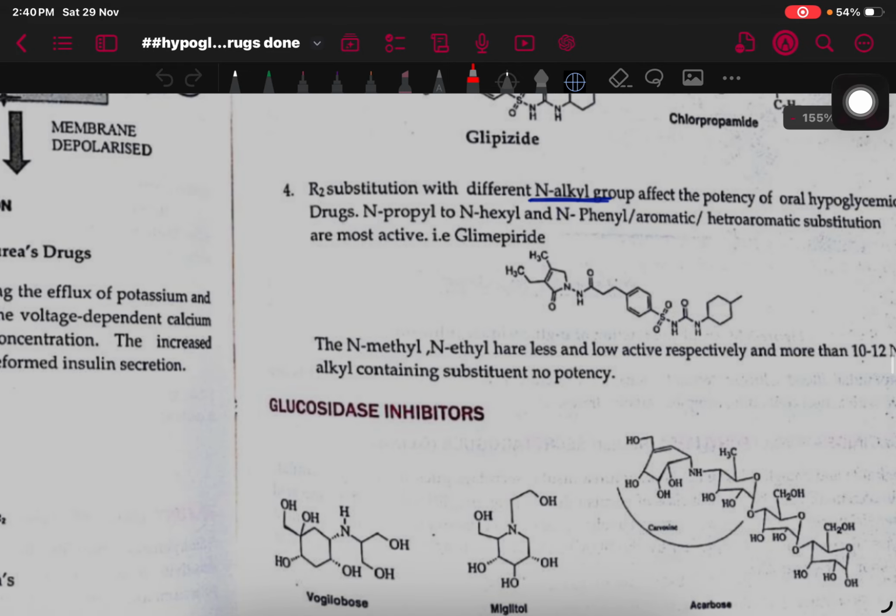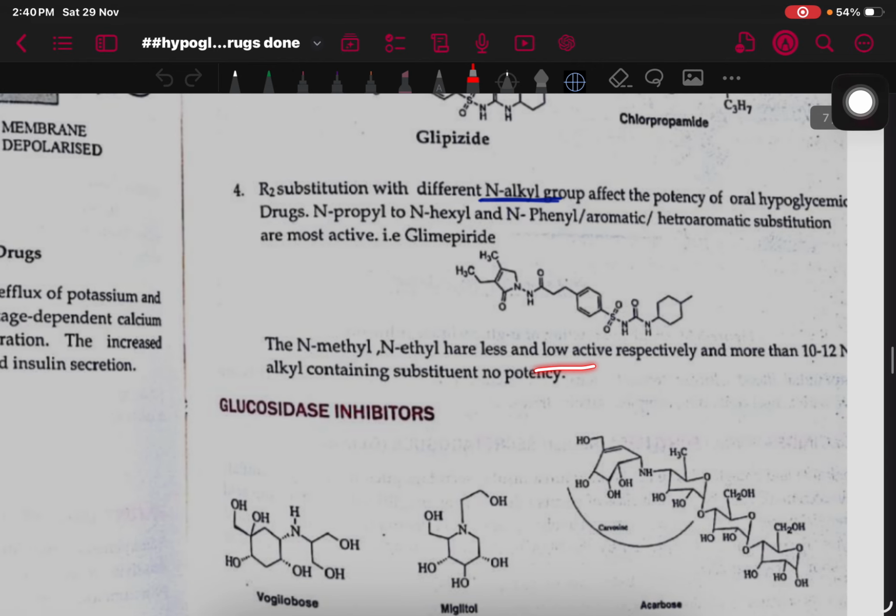And if we attach R2 substitution with N-methyl, N-ethyl, the activity is less and low respectively, and with more than 10 to 12 carbon alkyl containing substituents, no potency. If we have smaller groups, it will decrease the activity. If we have hexyl or phenyl group, it is the best. If we have a 10 to 12 carbon chain, then it will have no potency, very bad, no potency.